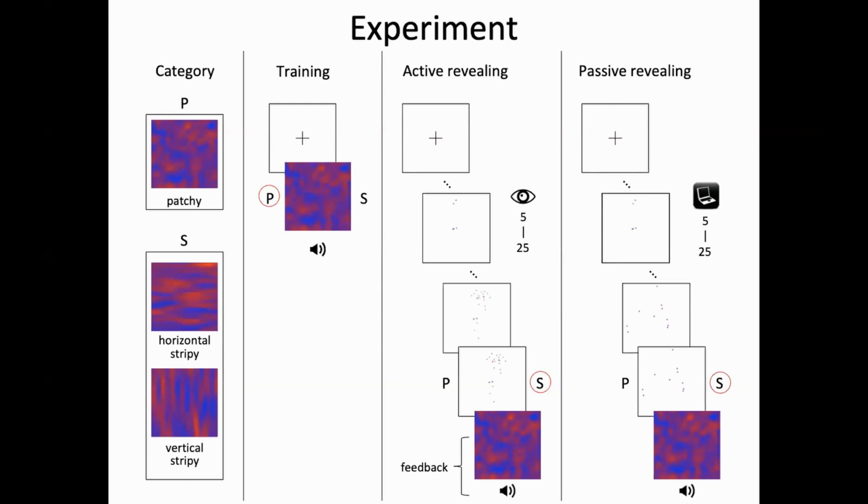We note here that the participants completed all active revealing trials before entering the passive revealing phase. These ensured that their scan paths were not influenced by other revealing strategies. Now I will give a general overview of the model.